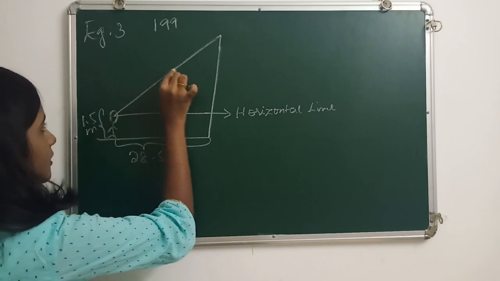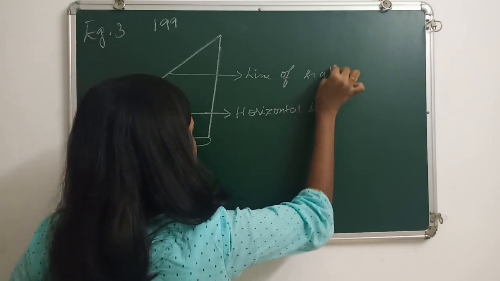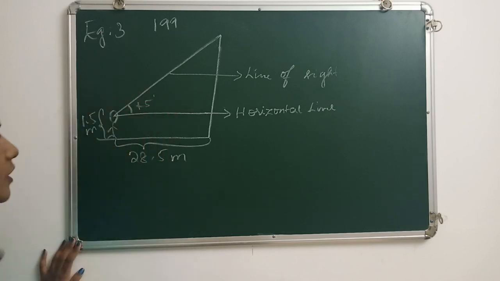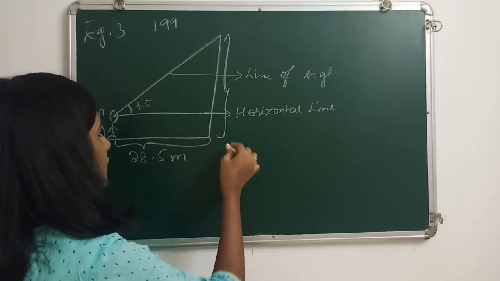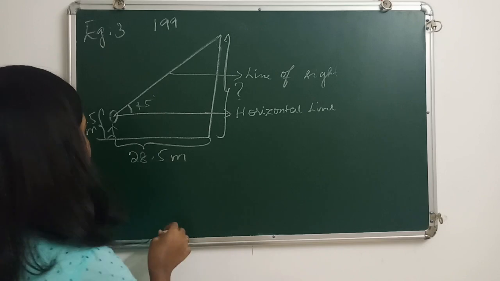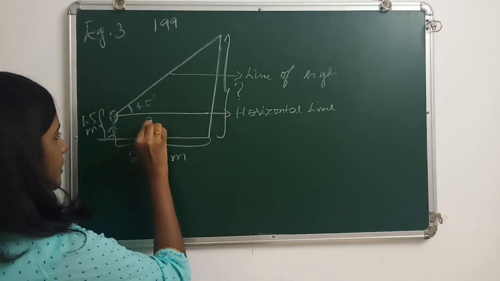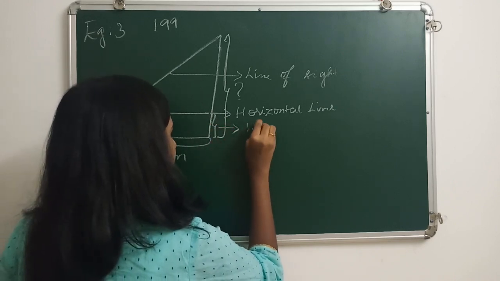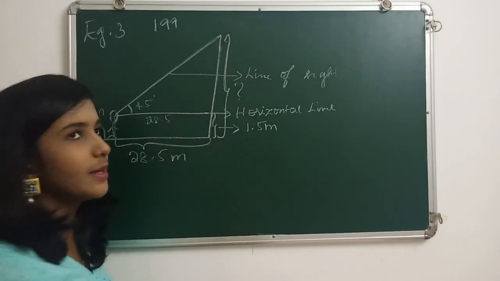And this line is the line of sight. Now, we have the value that this angle is 45 degree. Now, we have to find the height of the chimney, that is, this whole part we have to find. Now, we have this value to be 28.5 meters. And if we consider this as a triangle, this will also be 28.5 meter. And this part will be 1.5 meters.